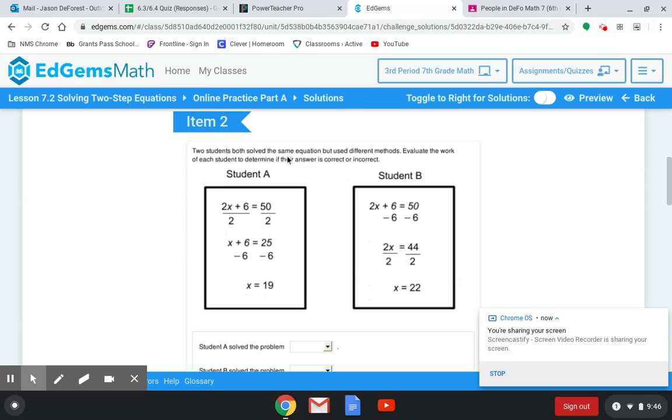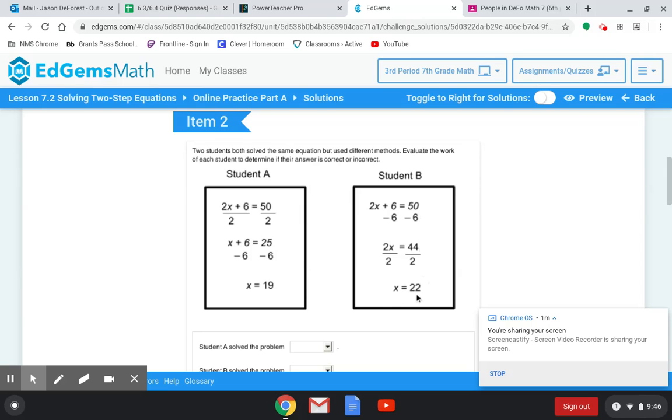Two students both solving the same equation but use different methods. Evaluate the work of each student to determine which answer is correct or incorrect. The equation was 2x plus 6 equals 50. This person divided by 2. This person minus 6. Well, remember, you want to follow SAD MEP. When you divide by 2 here, he did that correctly, divided that by 2, but he didn't divide this by 2 also, so not the right step. You want to use student B here.